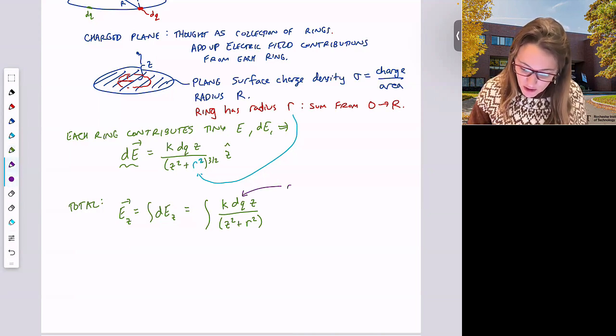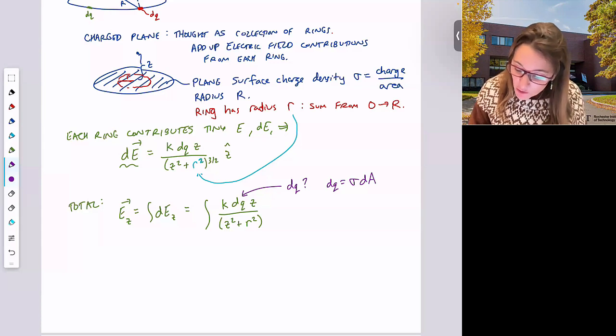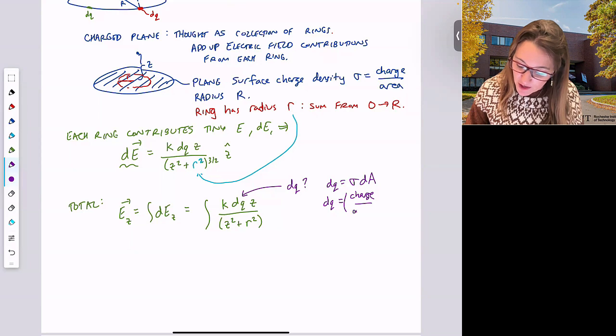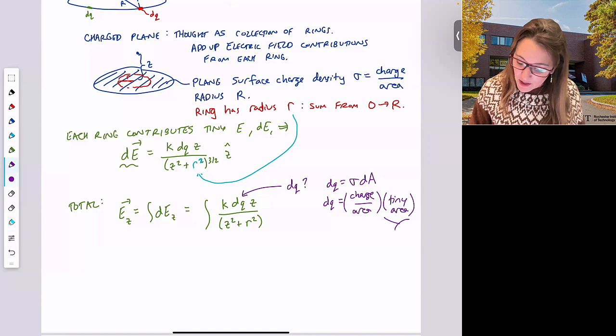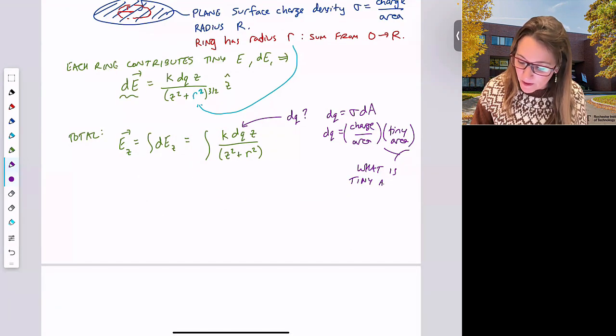So the dq here, because we're using a sigma, will be equal to sigma dA. If we write that out in words, which I like to do, sigma is our charge density, so it's our charge per area, and then times the tiny area. So we need to think about what is the tiny area of each ring?